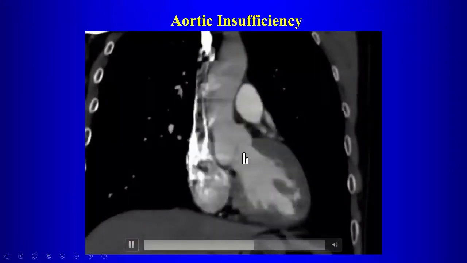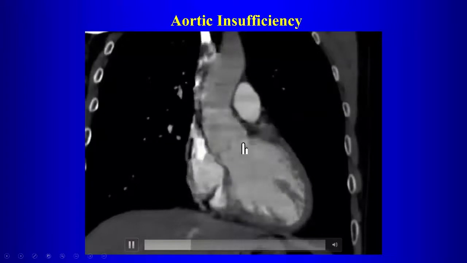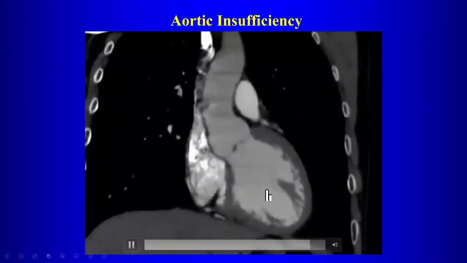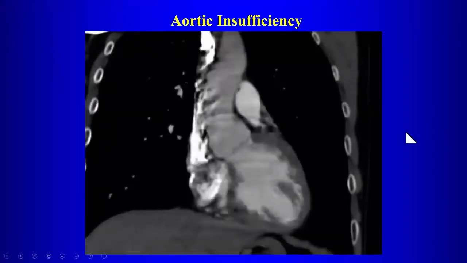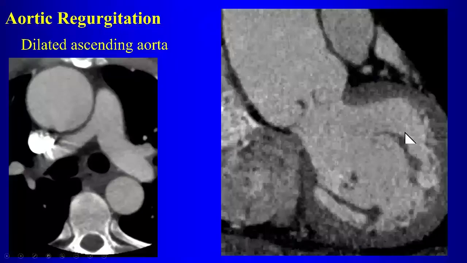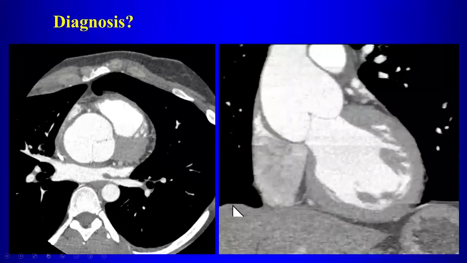So on CT, we can see that the aortic valve does not close all the way, and the left ventricle is also dilated. Those are features of aortic valve regurgitation. This person also has a dilated ascending aorta, and you can see that the aortic valve is not completely closing. Another example of aortic valve regurgitation.